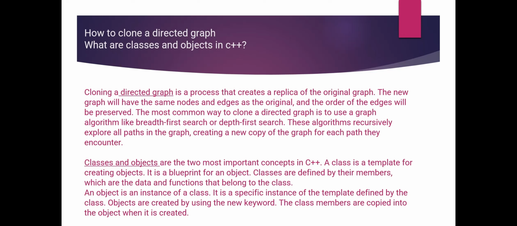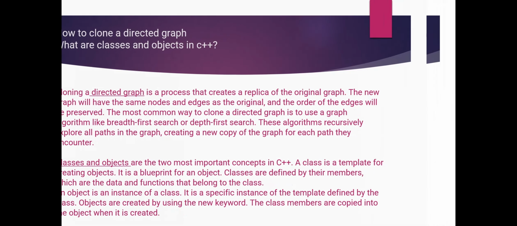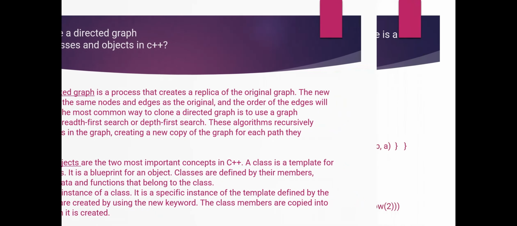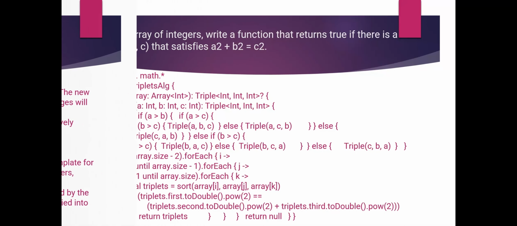66. Given an array of integers, write a function that returns true if there is a triplet, A, B, C, that satisfies A^2 plus B^2 equals C^2. Import kotlin.math. Class array triplets. Fun doIt(array, triple int). Fun sort(A: Int, B: Int, C: Int): Triple<Int>.